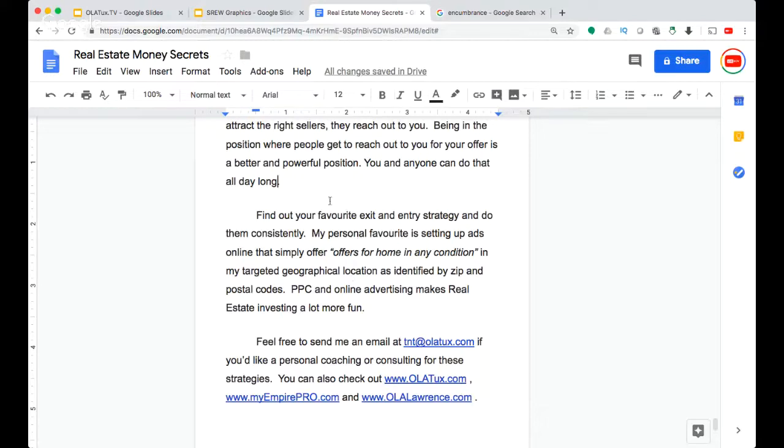Find out your favorite exit and entry strategy and do them consistently. My personal favorite is setting up ads online that simply offer to buy homes in any condition in my targeted geographical location, as identified by zip and postal codes. PPC and online advertising makes real estate investing a lot more fun after paying your dues. Let me just say that.